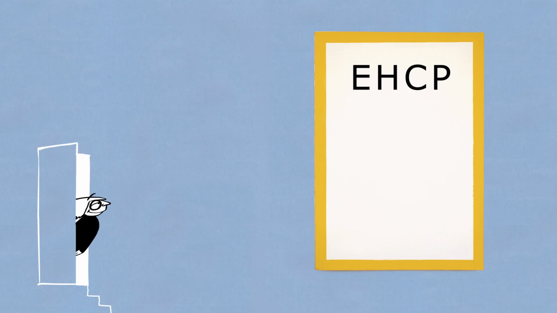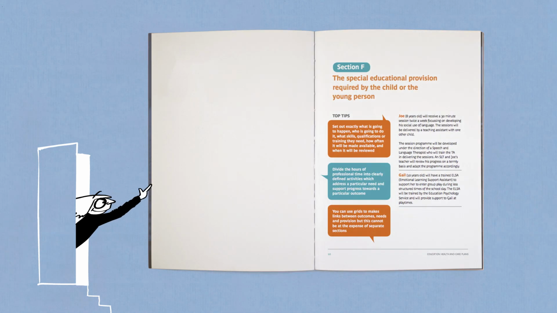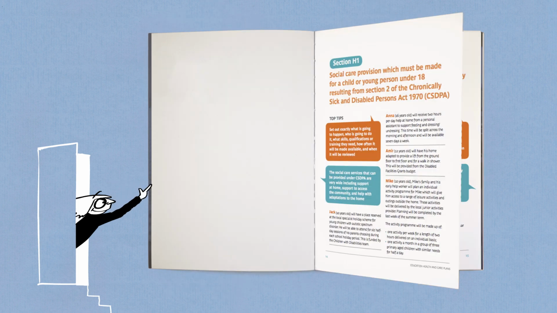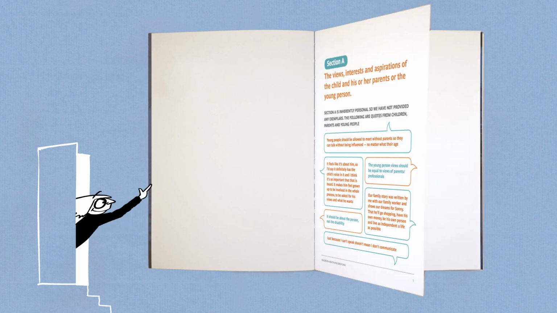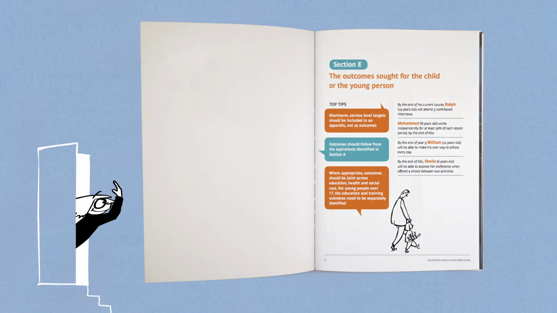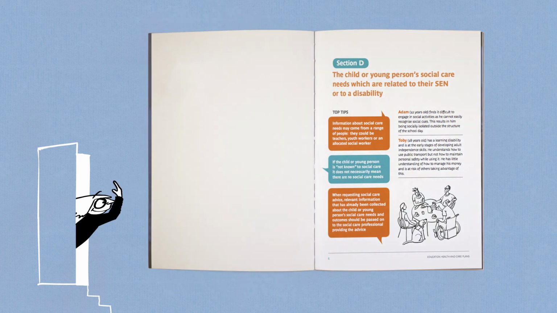Parents and young people should see annual reviews as an opportunity to get things changed that are not working as expected, parts F, G, H1 or H2, to update their aspirations, part A, and if necessary, the outcomes, part E, and for any new concerns or needs to be included in parts B, C, or D.